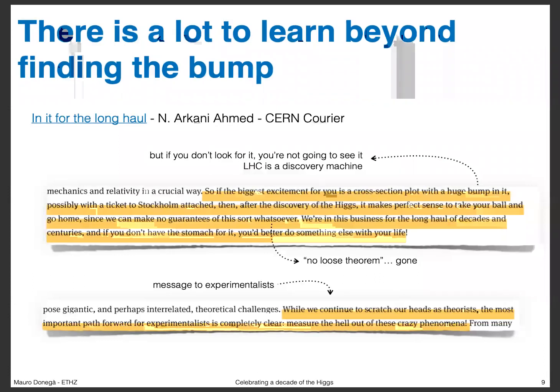Here I'm quoting an excerpt from an interview that Nima Arkani-Hamed gave to the CERN Courier titled "In for the Long Haul." I'd like to read these two sentences just to set the framework of what I'm talking about. So Nima says, "If the biggest excitement for you is a cross-section plot with a huge bump in it, possibly with the tickets to Stockholm attached, then after the discovery of the Higgs, it makes perfect sense to take your ball and go home, since we can make no guarantee whatsoever."